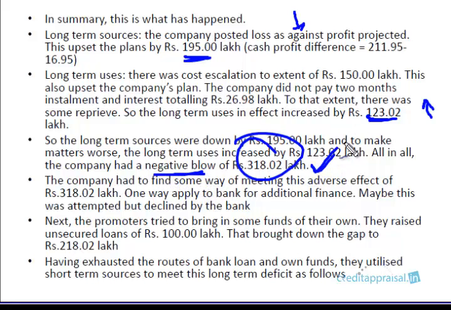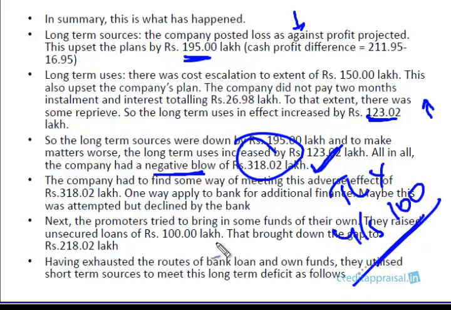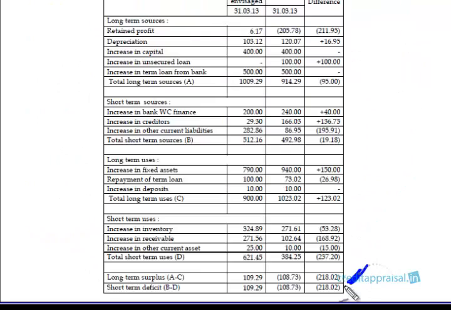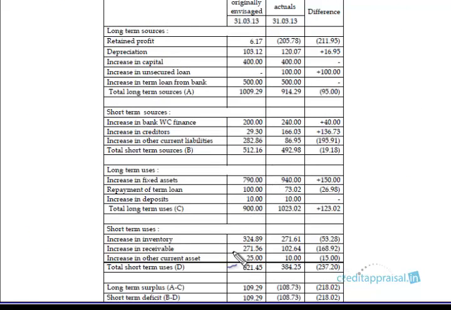Somehow, the company has to meet this. One way was to apply for the term loan. Maybe we don't know whether the company has applied or not. Maybe it has applied and maybe the bank has rejected it. We don't know. So somehow it has to meet. Term loan was turned down. They raised some unsecured loans. But still there is a shortfall of 218.02. So what they did, they diverted the funds. 218.02, they diverted. This is how the diversion happened. Okay. Also be careful while interpreting the short-term sources.